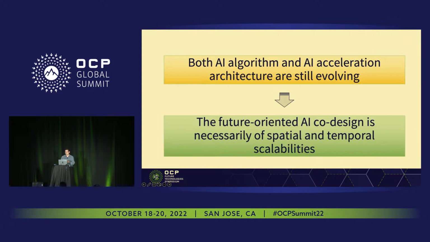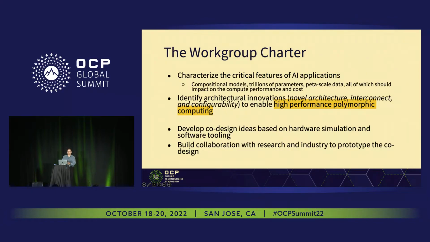This is basically the main theme of the group. Based upon this claim, we made a charter for the work group. The first thing is we want to characterize the critical features of future AI applications. As we know, current research has already published results suggesting that future AI applications are likely going to be compositional models, could have trillions of parameters, and deal with petascale data. All of this will have great impact on our future architecture and overall cost when we run AI applications.